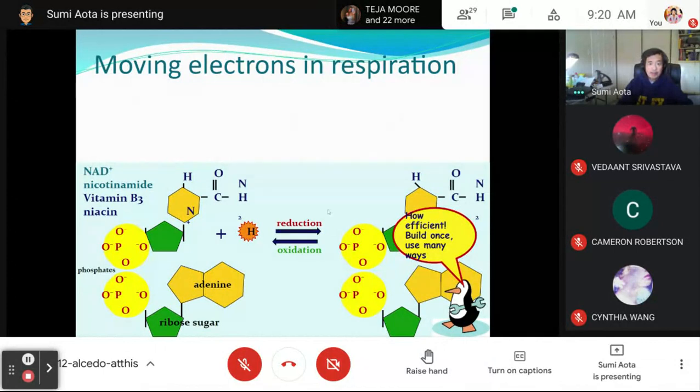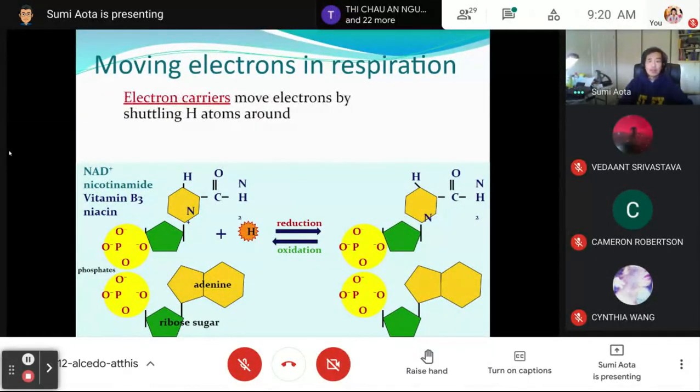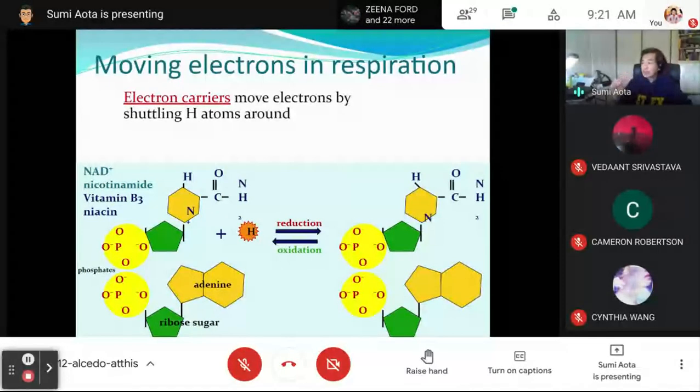Now we move electrons in biology by moving hydrogen atoms. The molecules that move hydrogens around in biology are called electron carriers. NAD plus is one of these electron carriers.